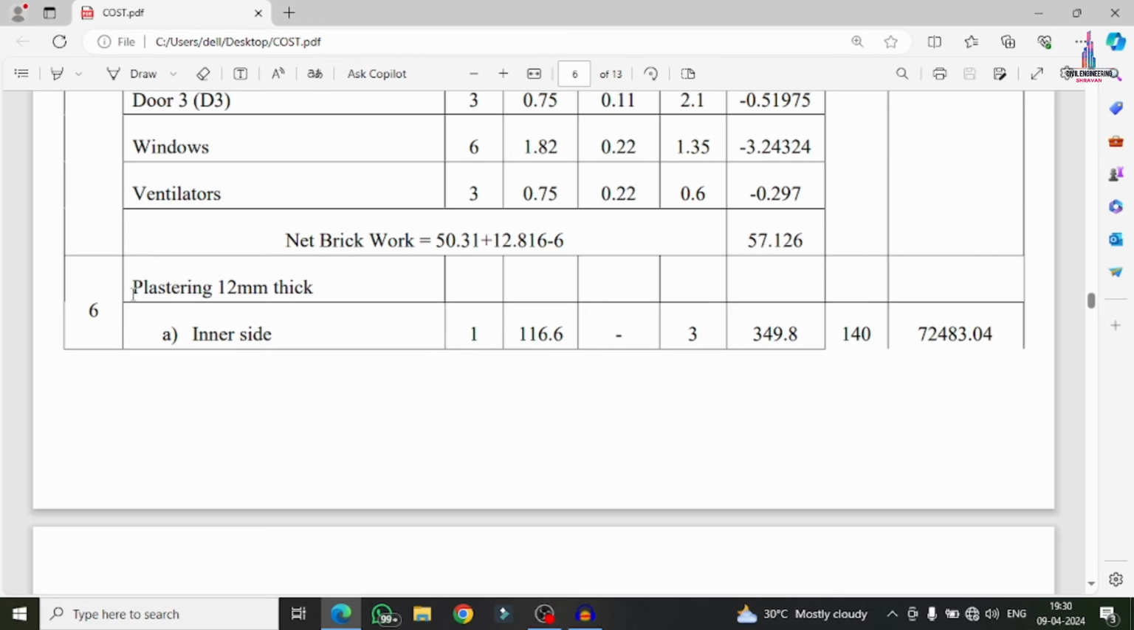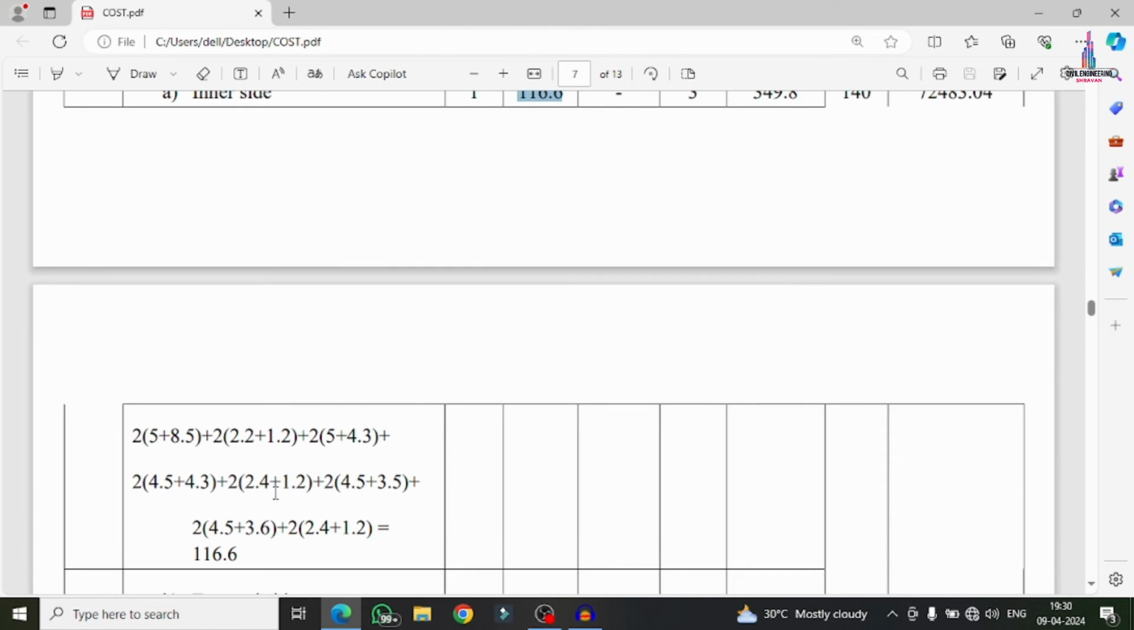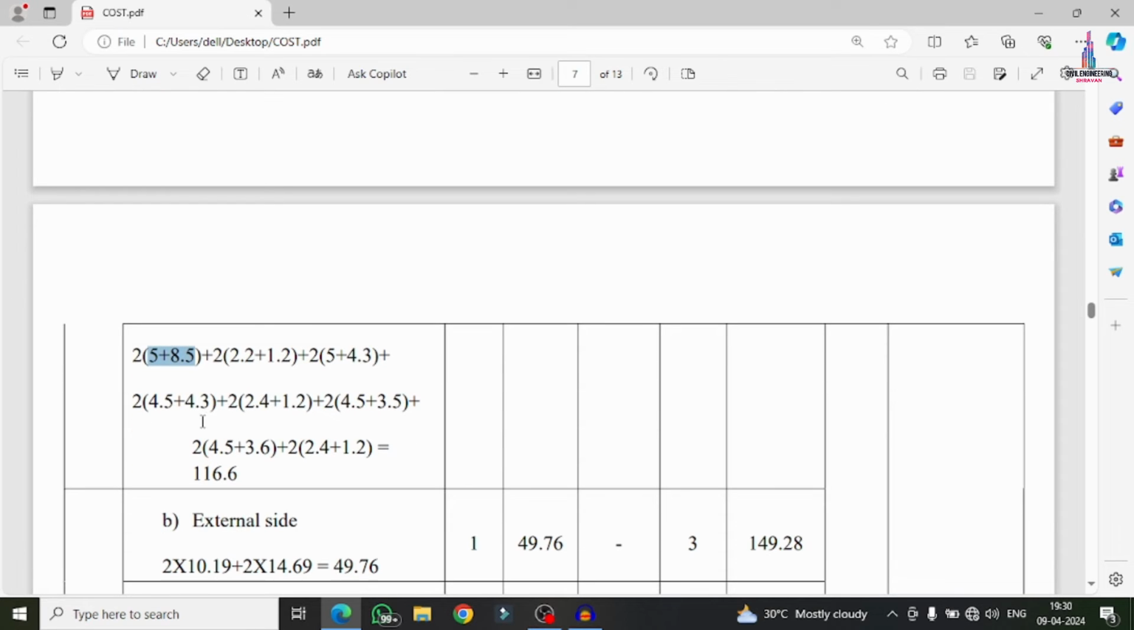Next one is plastering, the 6th one. So inside we have to consider the distance of 11.6 meter here. This is the calculation part for this inside room. So these are the inside room dimensions for each section room. We have to multiply by two sides. Why? Because inside as well as outside also. Okay, so this is the inside section for this particular room section, inside plus outside.